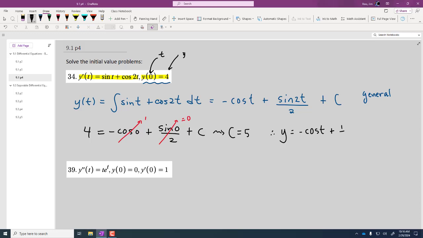Our particular solution will just have the c replaced with the 5.